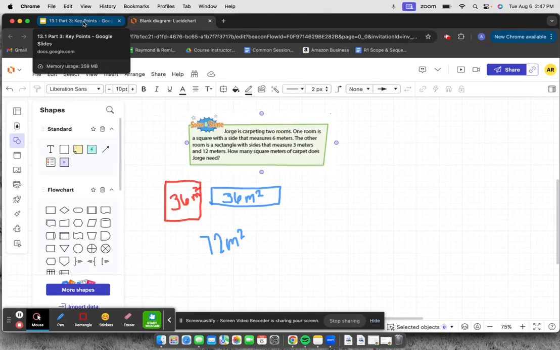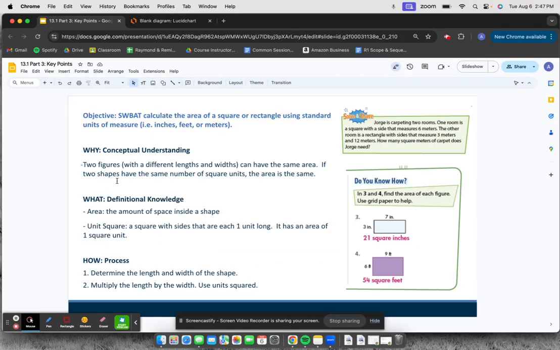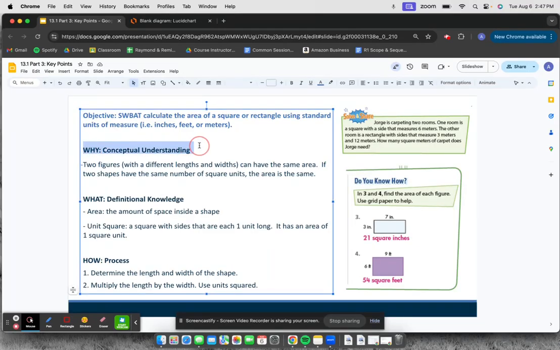We can see how we use this to come up with our key points. So our why, our conceptual understanding. We know from doing that problem that 2 figures with different lengths and widths can have the same area. Each of those shapes we drew had different lengths and widths for sides, but they had the same area because they had the same number of square units within.